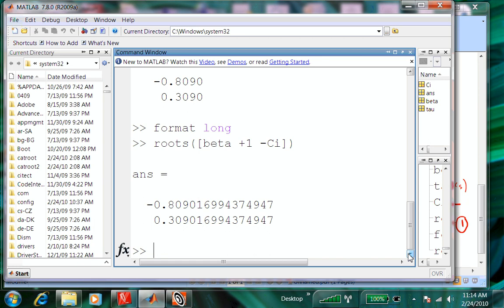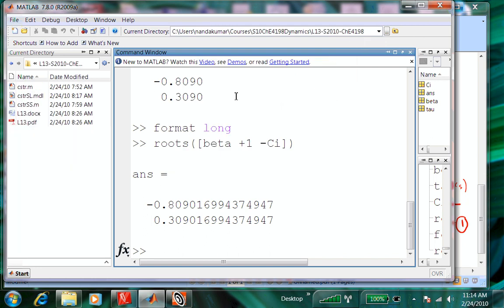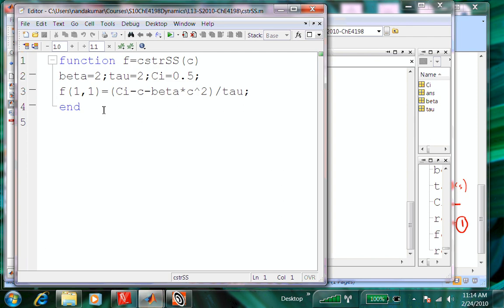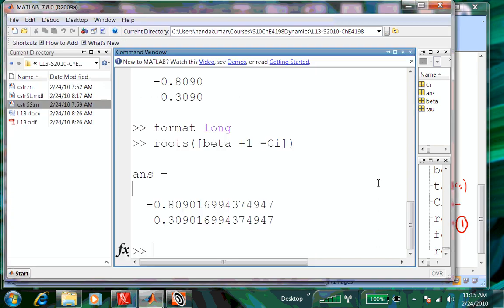Okay. So let me see whether I have the function written already. Here I have written a function called CSTR-SS, the steady state model, which takes a guessed value for the composition as an input and returns the function value. The function value is simply Ci minus C minus beta times C squared divided by tau. Define all these. So this simply calculates, if you give me a guessed value for C, what the function value is and returns that.